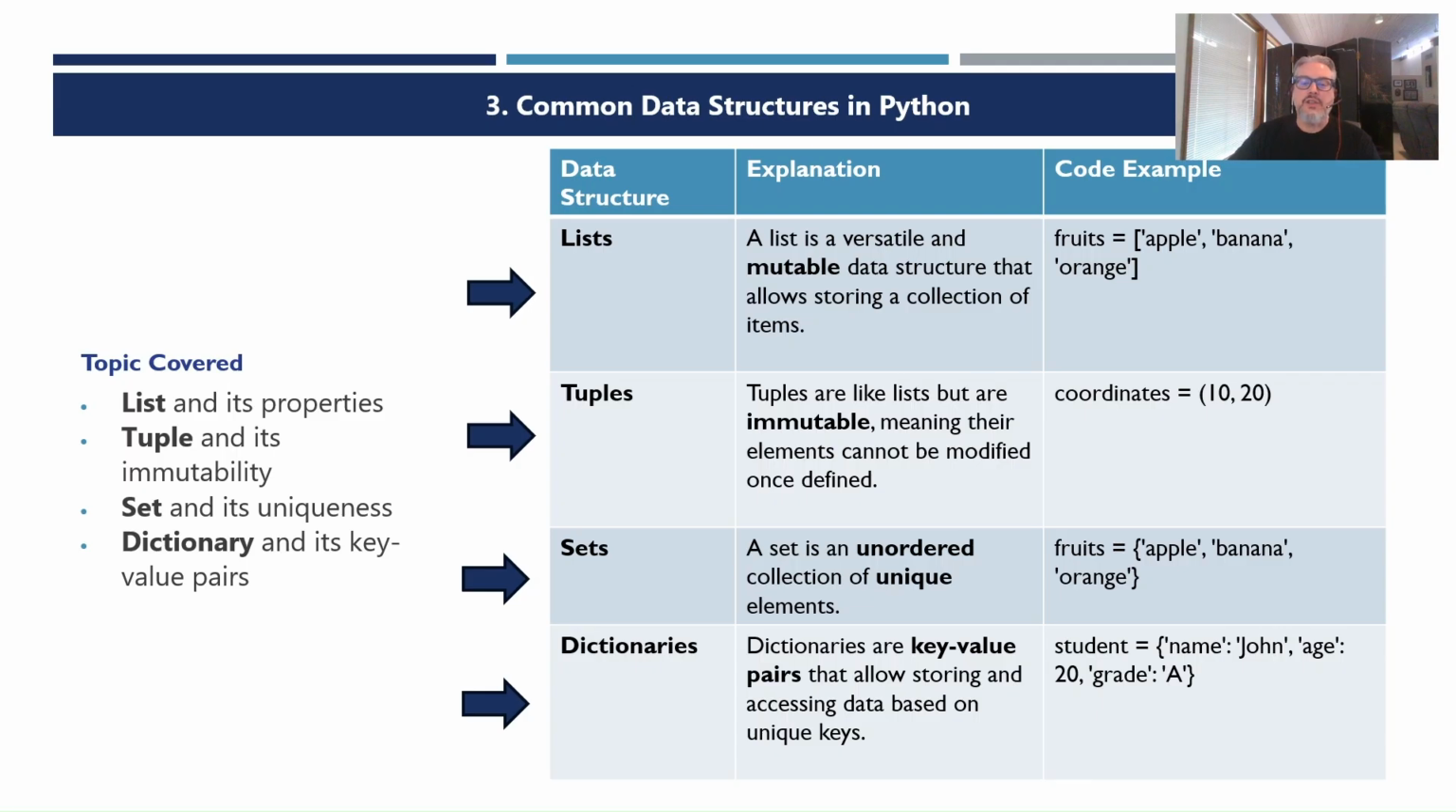Dictionaries are key-value pairs that allow storing and accessing data based on unique keys. Each element in a dictionary consists of a key-value pair, where the key is used to access the associated value. We'll get into this when we're programming some examples later. Dictionaries are denoted by curly braces, and the key-value pairs are separated by colons. As you can see in the code examples on the right, the lists are denoted by the types of brackets, and also what is in the list and how the list works. And we're going to get into this when we do coding examples in the future.